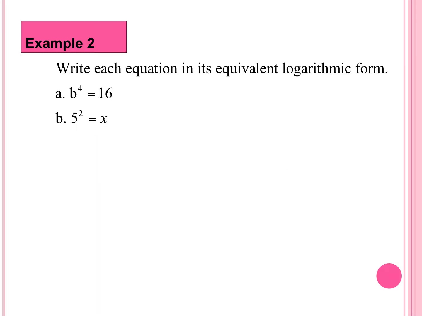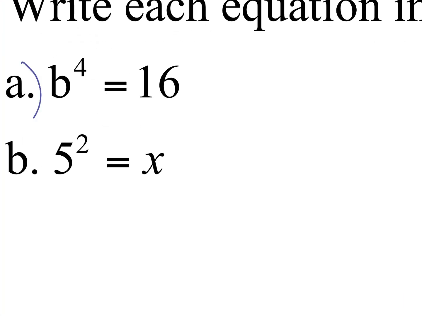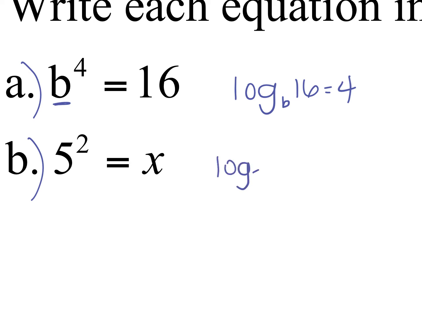Now we go the other way. So now we're starting exponential. We want to put it into log. So b to the 4th equals 16. b is the base, so this becomes log base b. The 4 goes to the other side. The 16 joins the b. And it would be log base b of 16 equals 4. 5 to the 2nd equals x. This would become log base 5 of x equals 2.